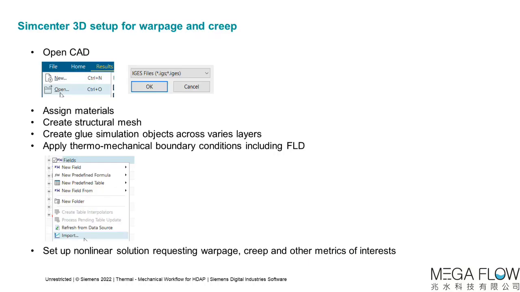Here's a slide on the overview on how to set up the Simcenter 3D model using the Simcenter Flotherm data. First, we open up the CAD file that was exported from Simcenter Flotherm. Then we assign the proper materials to the model. Next, we create a structural mesh and glue simulation objects across the various layers. Then we apply the thermomechanical boundary conditions, including the FLD file containing the temperature profile of the package from Simcenter Flotherm. And finally, we set up a nonlinear solution requesting warpage, creep, and other metrics of interest.